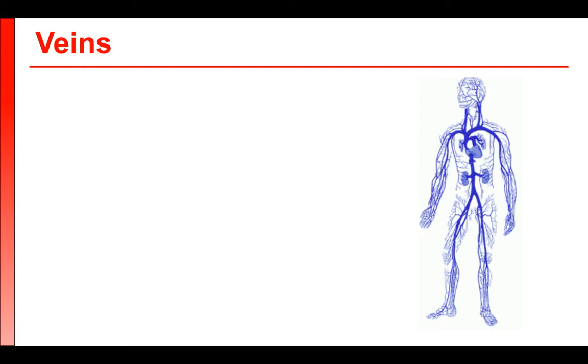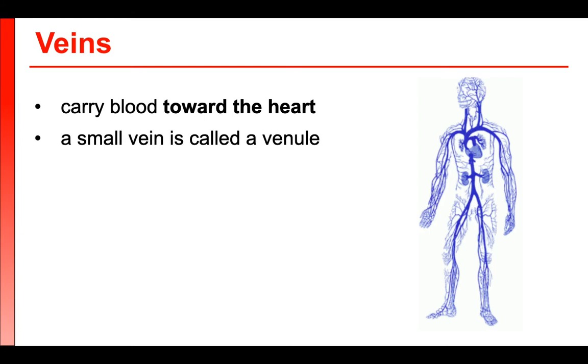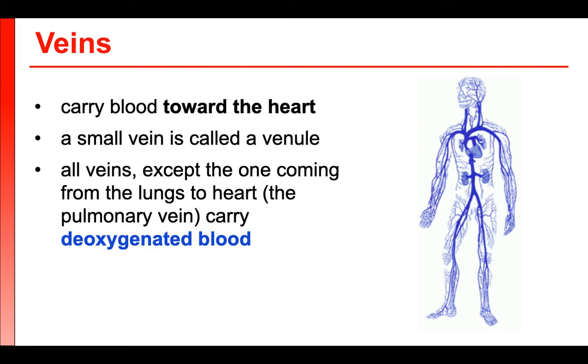Then if we look at veins, the definition of a vein is a vessel that carries blood toward the heart or back to the heart from the rest of the body. A small vein is called a venule. And similar to arteries, there's one exception, but all veins, except that one exception, carry deoxygenated blood. So the blood has gone out to the body, the oxygen's been used up. So now, as the blood comes back to the heart, it is deoxygenated. The vein that comes from the lungs to the heart is carrying oxygenated blood, and that's the pulmonary vein.